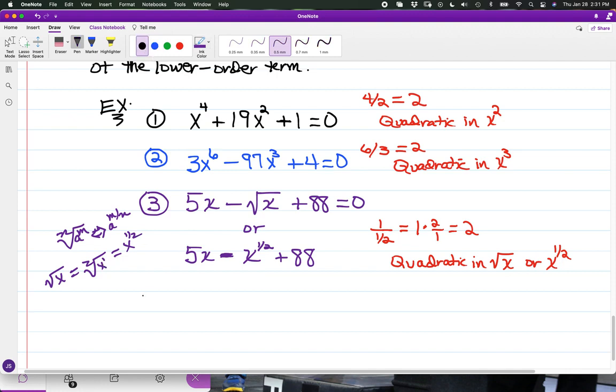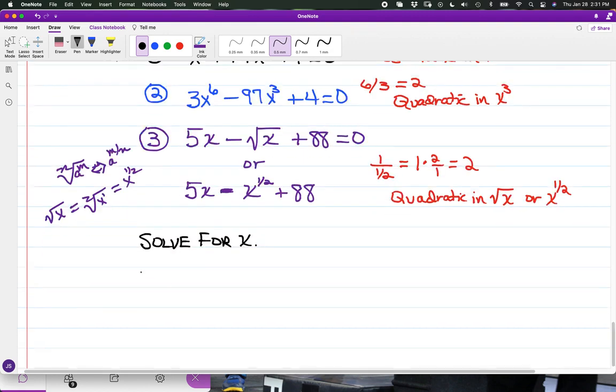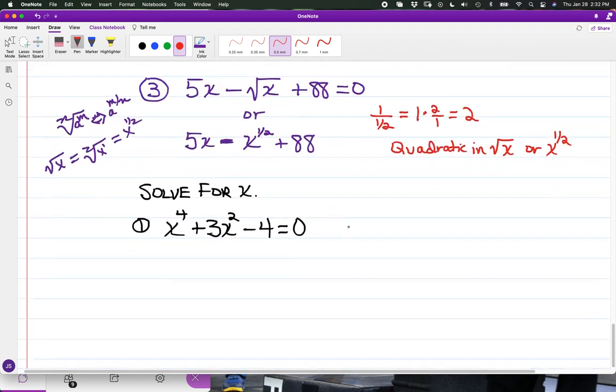Right. Now, crossing over, say if we're looking at solving for x in the case of equations that are quadratic in form, we'll say that we have x to the 4th plus 3x squared minus 4 is equal to 0. So this particular equation, just like the first example, is going to be quadratic in x squared.